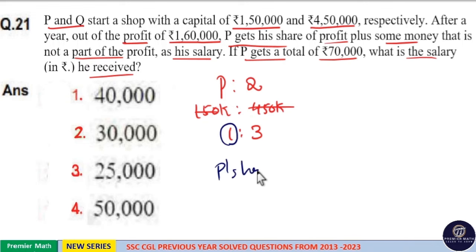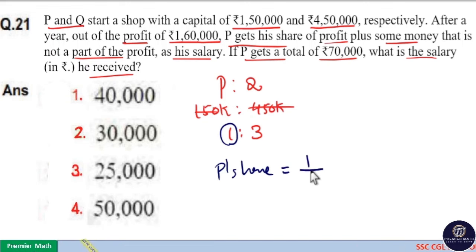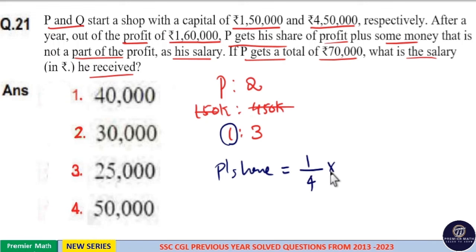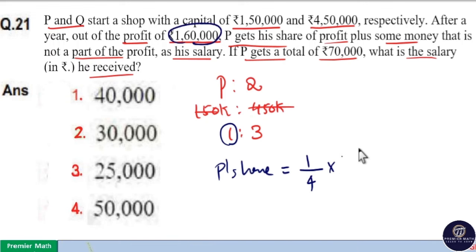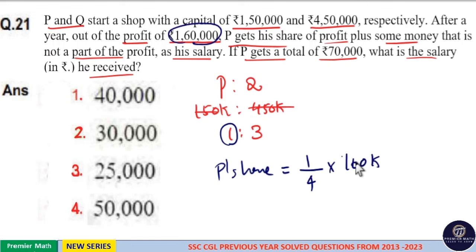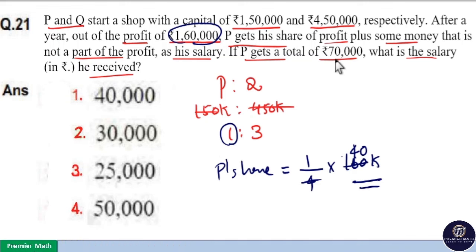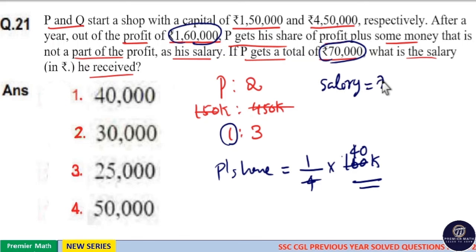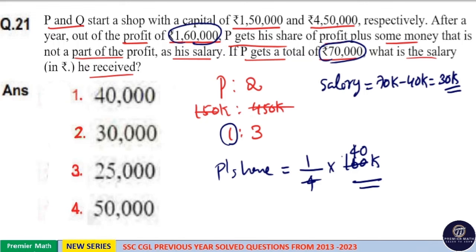So P's share is 1 part out of 4 parts into the total profit of 1,60,000, which means P will get a 40,000 share. But he got 70,000, which means the salary is equal to 70,000 minus 40,000, that is 30,000 is the salary of P. So option 2 is your answer.